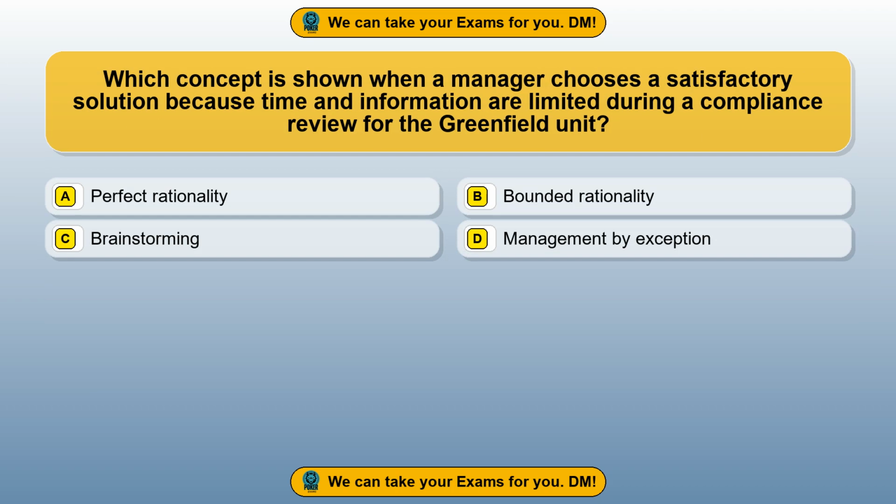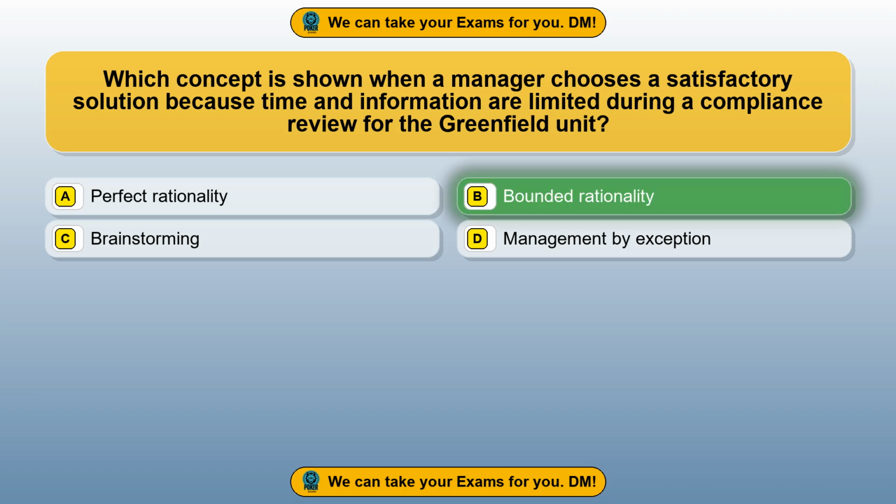Which concept is shown when a manager chooses a satisfactory solution because time and information are limited during a compliance review for the Greenfield unit? Option A, perfect rationality. Option B, bounded rationality. Option C, brainstorming. Option D, management by exception. The correct answer is option B, bounded rationality.